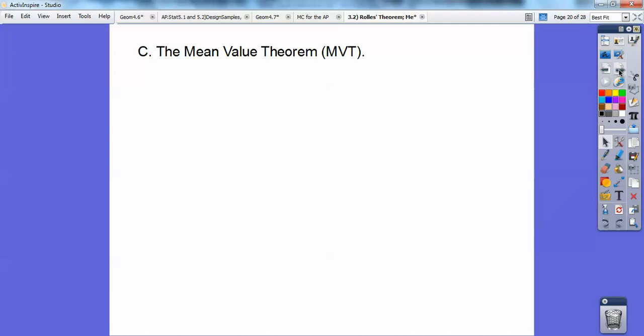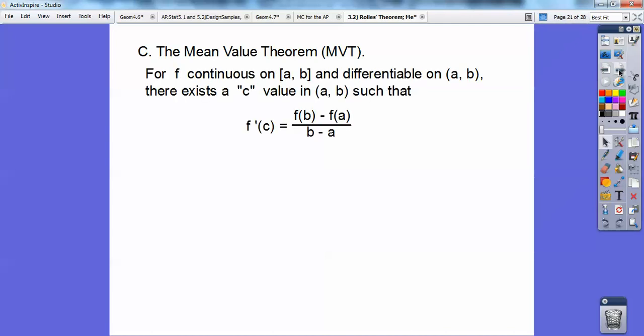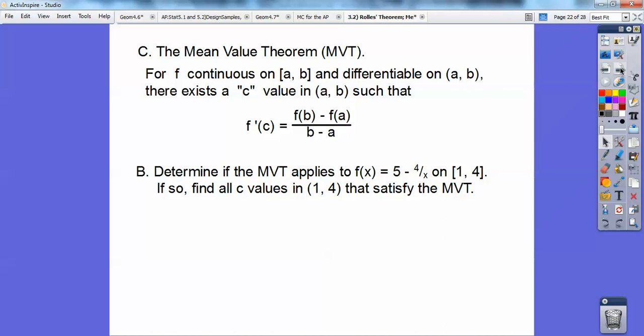All right, the mean value theorem is just as easy, I think, you guys. So for f to be continuous on the closed interval and differentiable on the open interval, just like the last one, there exists a c value in the open interval such that f prime of c equals f of b minus f of a over b minus a. Does this ring a bell somewhere, you guys? Do you remember y sub 2 minus y sub 1 over x sub 2 minus x sub 1? This is just slope formula, and that's what derivative is. It's just slope formula.